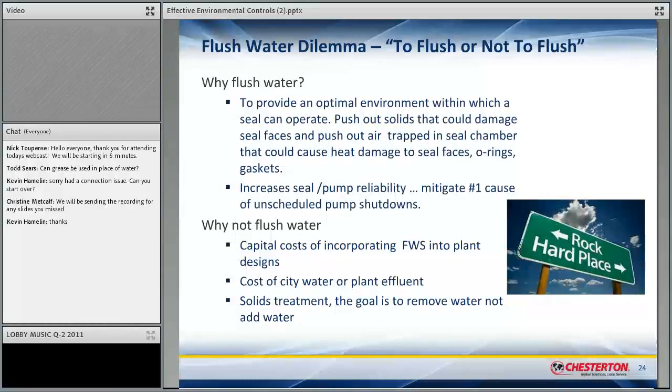So why wouldn't we use flush water? Well, we talked about the capital costs of incorporating a flush water system into a plant design. We've also talked about the cost of city water or plant effluent. In fact, one of the processes within a wastewater treatment plant, for example, is a solids treatment element. And there the goal is to remove as much water out of the system as possible. So utilizing flush puts water back into that solids treatment aspect of the treatment plant. So it's counterproductive. We'd like not to use flush water as much as possible, or in many ways, reduce it as best we possibly can.